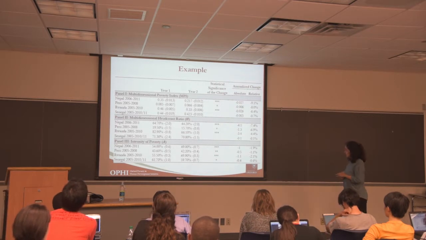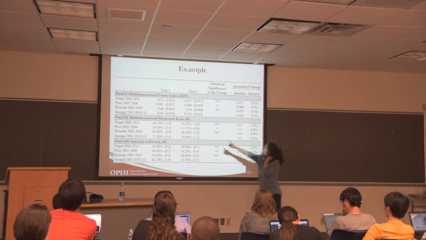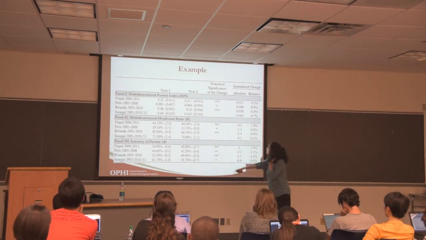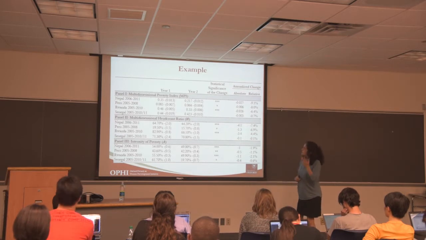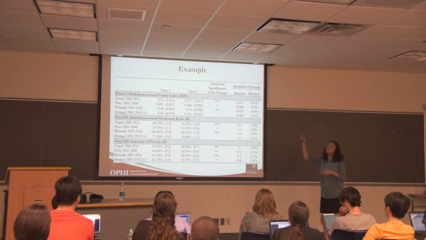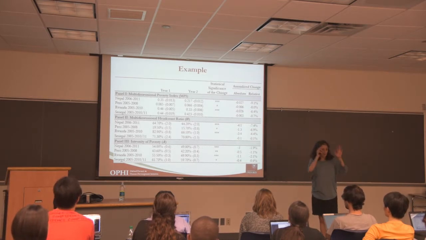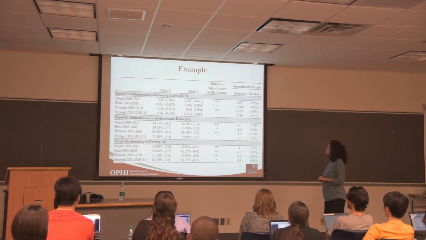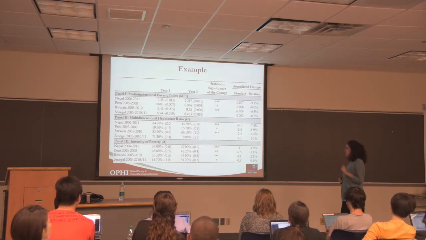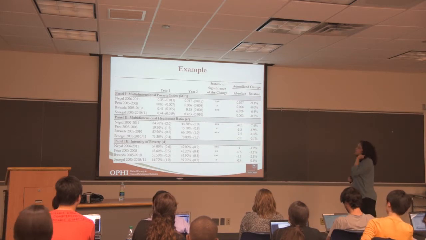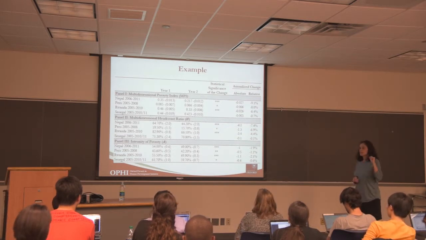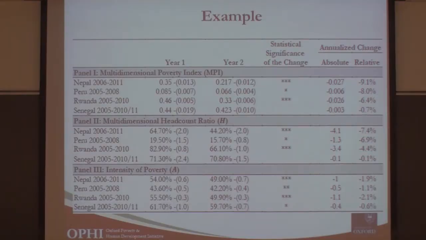So here we have an example again, with some numbers. These columns give us the values in year 1 and year 2, which are 2006, 2011, 2005, 2008, then statistical significance, and then we have the annualized change, so we can already compare. We already analyzed everything, so the numbers should be clear. My first question is, which country was more successful in reducing the multidimensional poverty index? Which performed best?